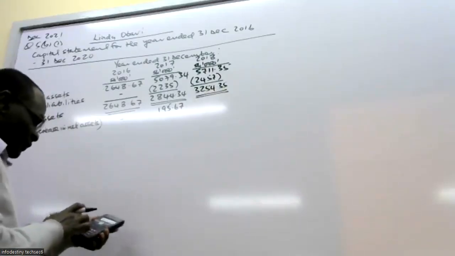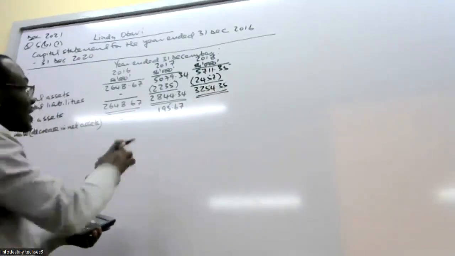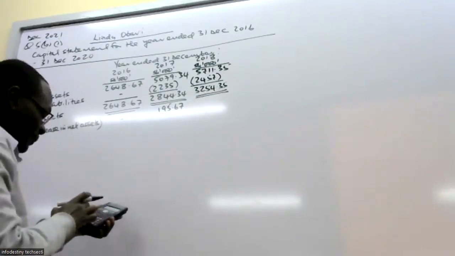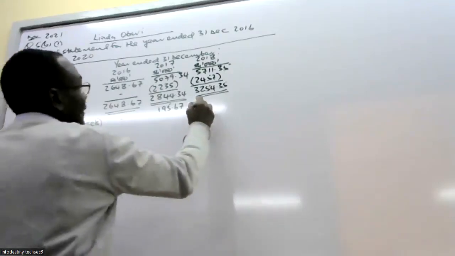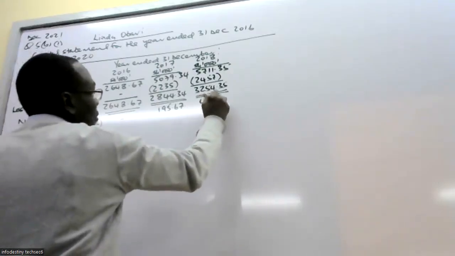3254.35. We subtract 2844.34. We get net assets of 410.